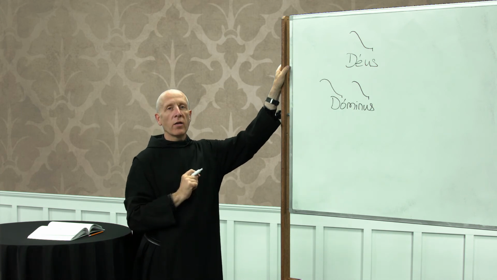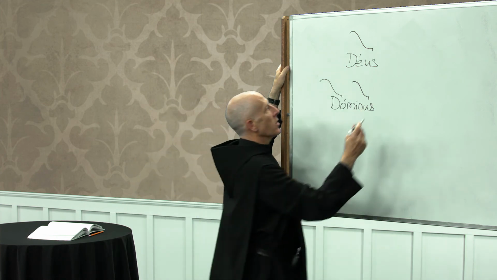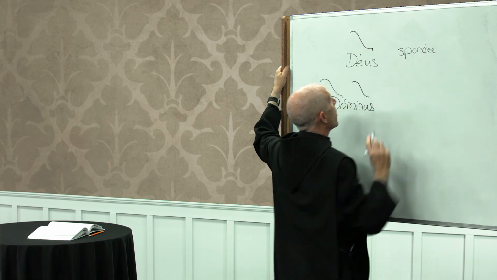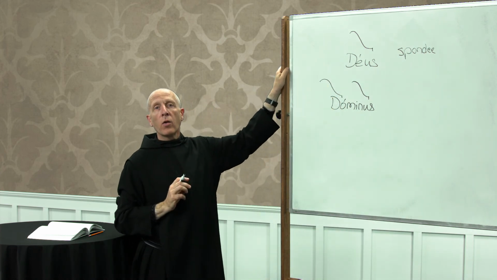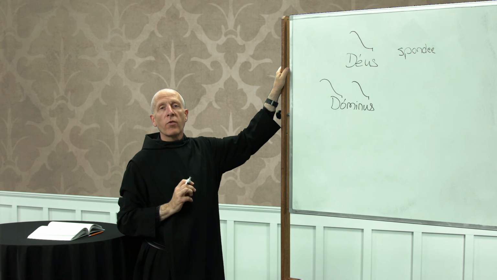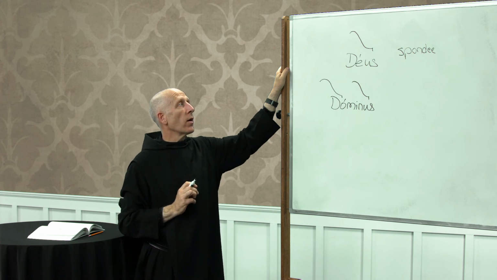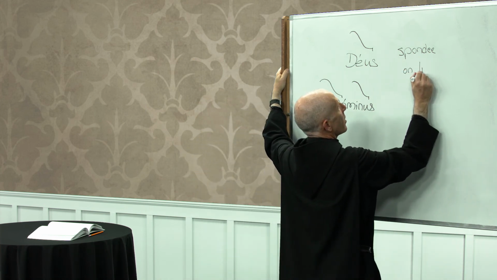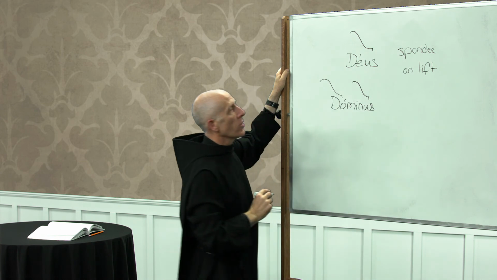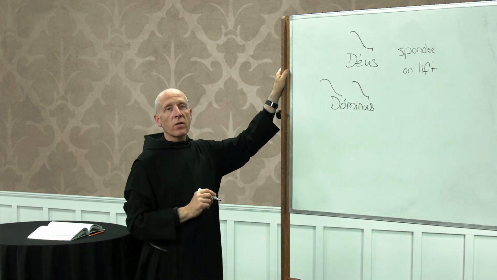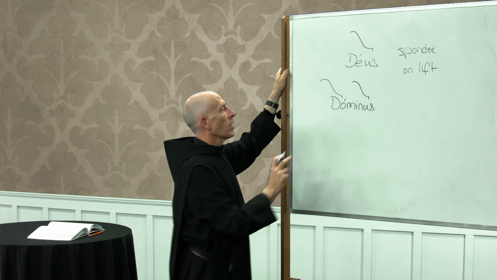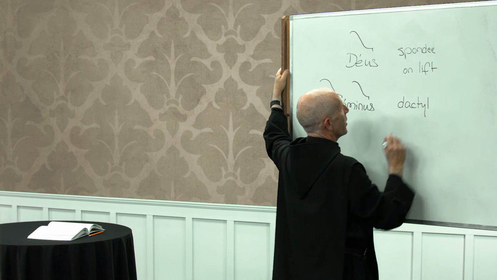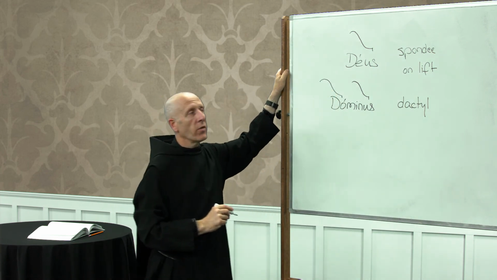Now let's compare the accent on the spondee. Where does it fall with respect to the lift and fall of the elementary rhythm? It's on the lift. For the spondee, the accent is on the lift. For the dactyl, the accent is on the fall.